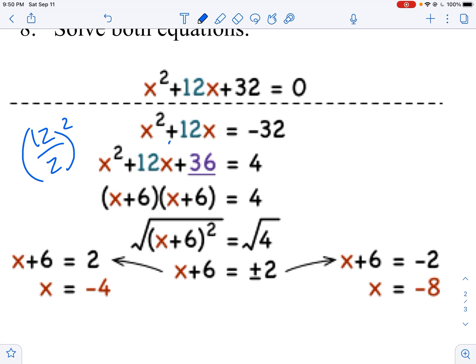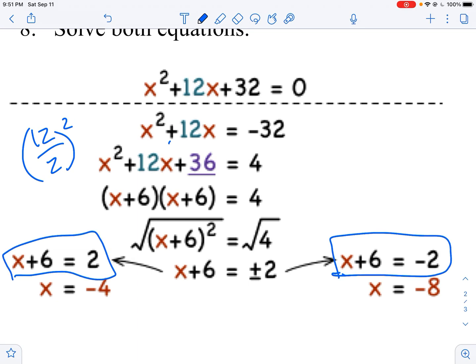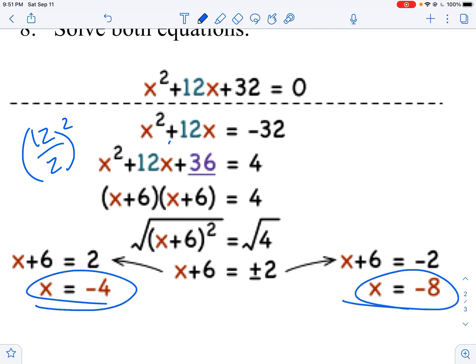And what that does is it makes two different equations. You got x plus 6 equals plus or minus 2. And so you got x plus 6 equals positive 2, and x plus 6 equals negative 2. Those equations are really quick to solve. You just subtract 6 on both sides, and you get x equals negative 4 or x equals negative 8.